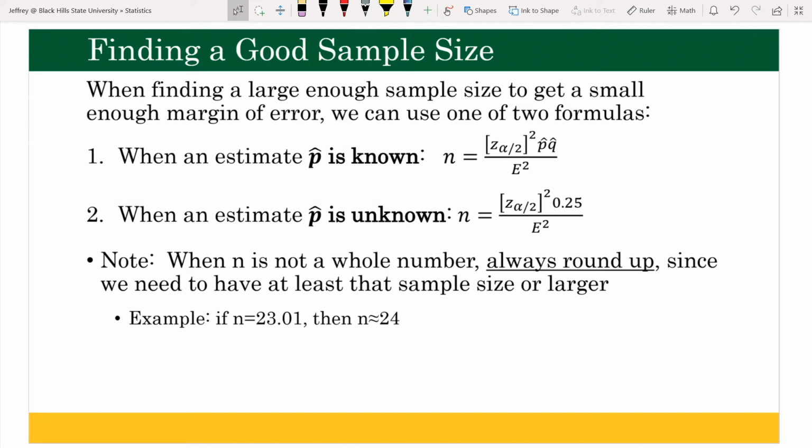One thing that's really important to note with either formula is that you have to round the sample size up. The point of rounding up is that you want to minimize the margin of error. The larger the sample size is, the smaller the margin of error gets. If you were to round down, you end up with a larger margin of error than what we would have liked to have in the problem.